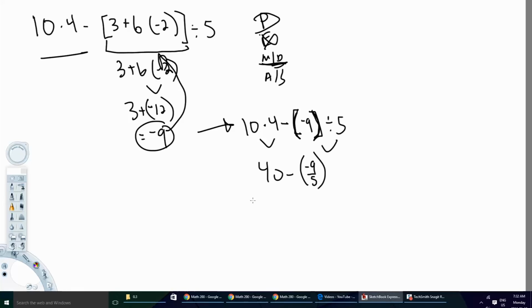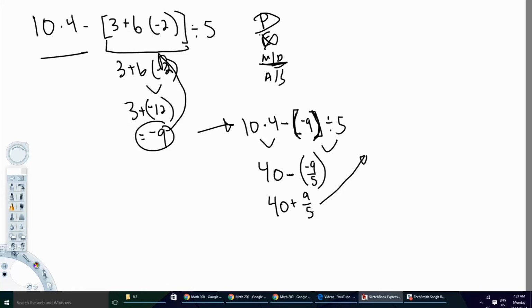Tripping? No, I'm not. Okay. So how do we do this? Now that's a crackerjack. First of all, we can help ourselves. When you're subtracting a negative, what you're really doing is adding it. So let's do 40 plus 9 over 5. Now to add, we need a lowest common denominator.